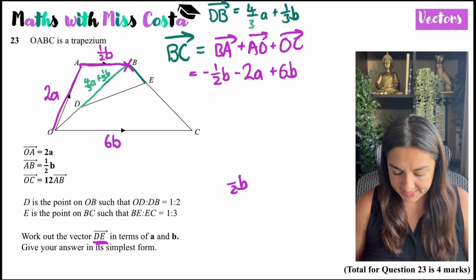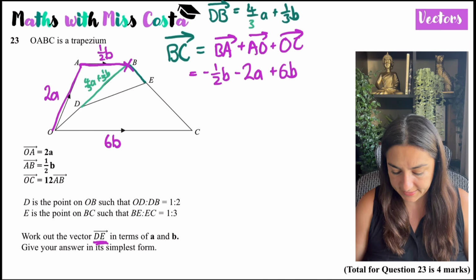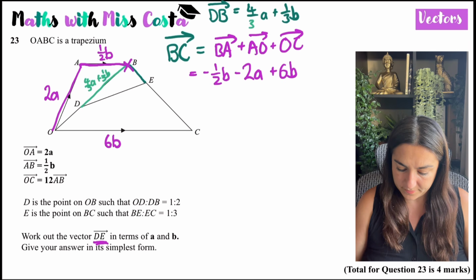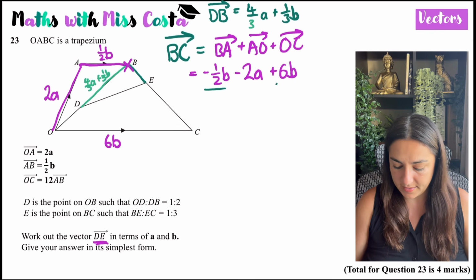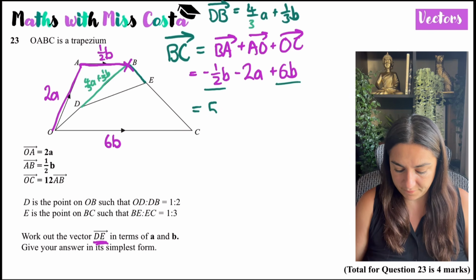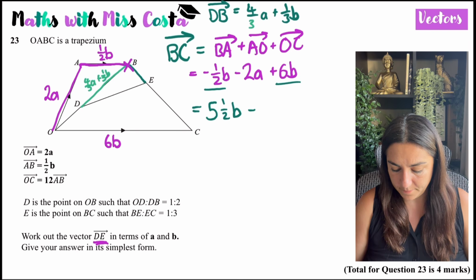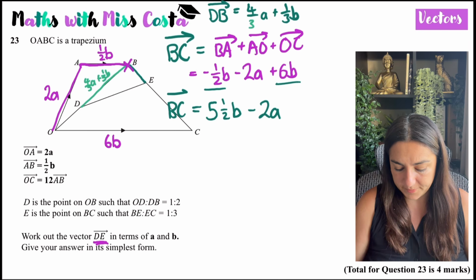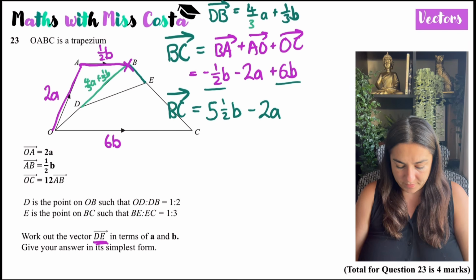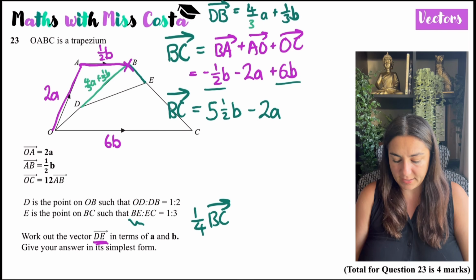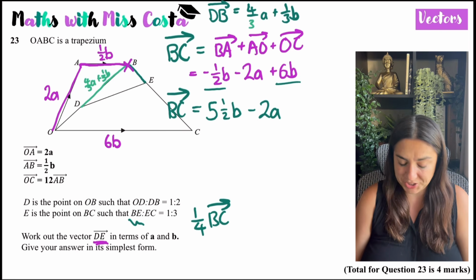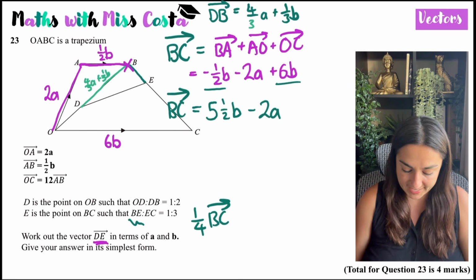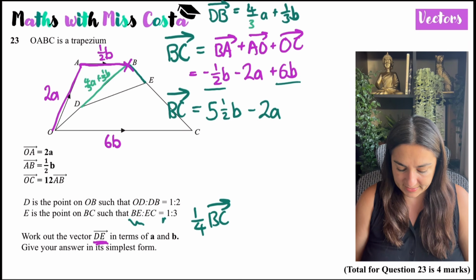So now I just collect those together. So 6B minus a half B is 5.5B minus 2A. So that is the vector BC, and I know that BE is a quarter of BC. So if you're struggling with this part, this is just the ratio part, it's just turning ratios to fractions, so practice that. It's because this is 1/4, this would be 3/4.